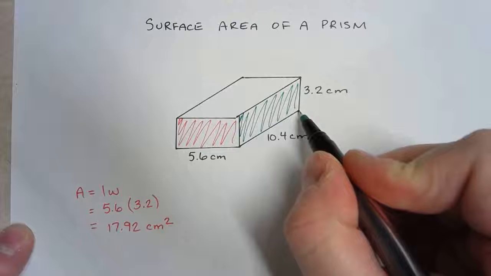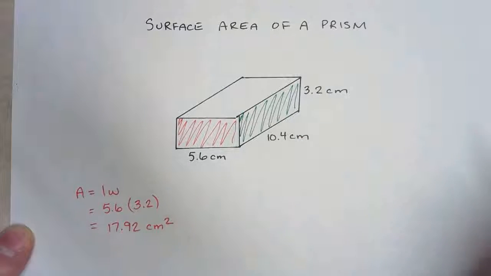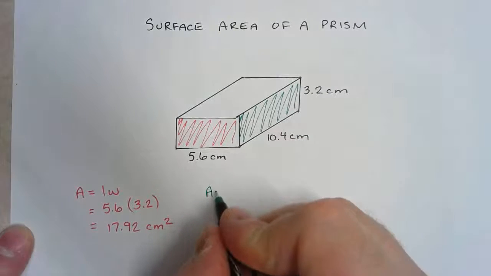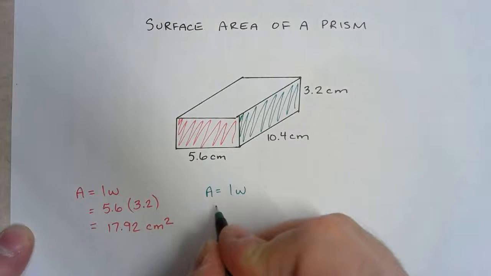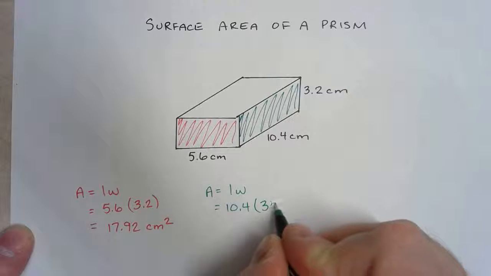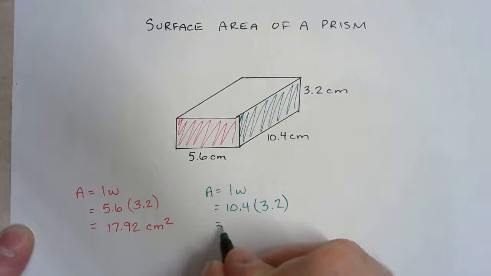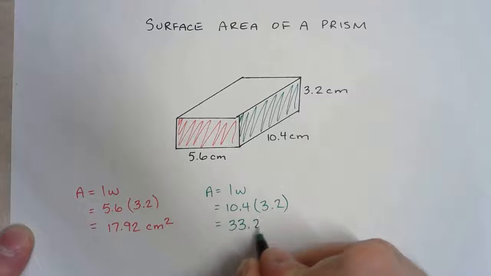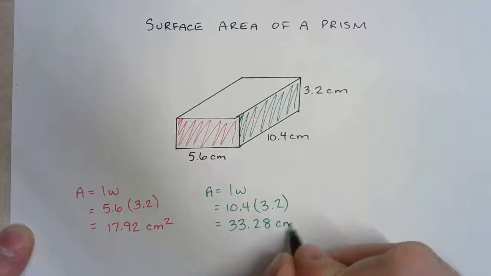And then if I want to find the area of this face, I'm going to take the length 10.4 and use 3.2 as the width. So the area is equal to length times width, 10.4 multiplied by 3.2, and it gives me an area of 33.28 centimeters squared.